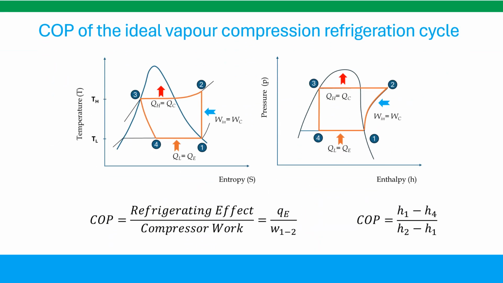Now, let's examine the COP of the reversed Rankine cycle. The COP is defined as the refrigerating effect divided by the compressor work, which can be calculated as H1 minus H4 divided by H2 minus H1.